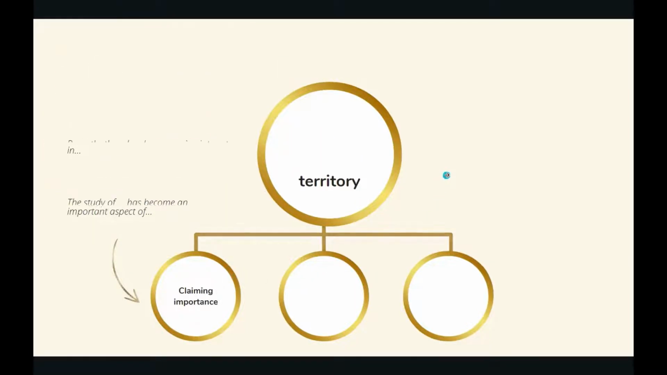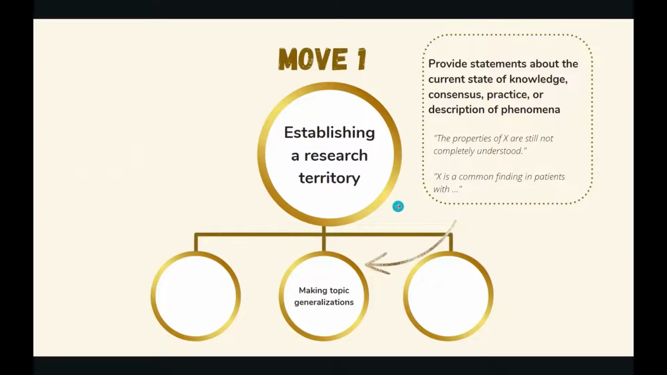You can also have the second step, which is to make topic generalization. And what you typically do is simply provide statements that would explain the phenomenon, your research topic, or your research problem. Simple as that. Okay, so that's your topic generalization, describing your research problem, the phenomenon.